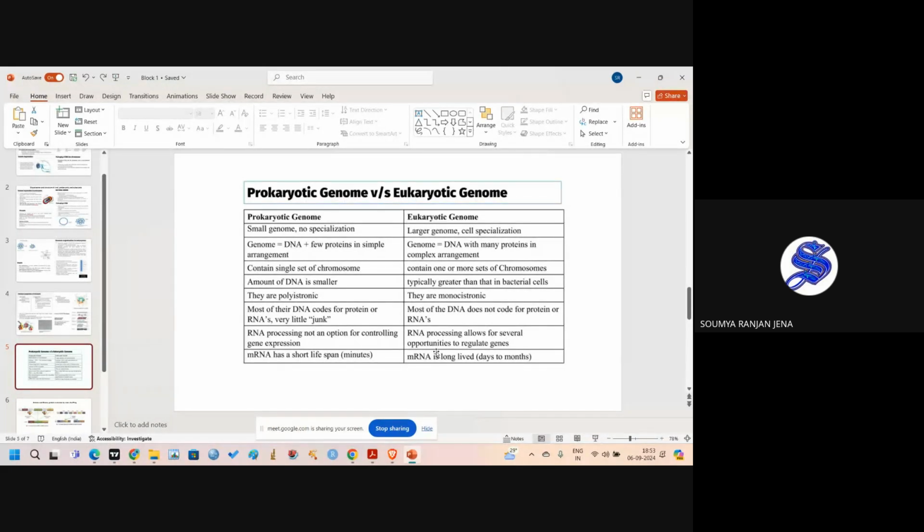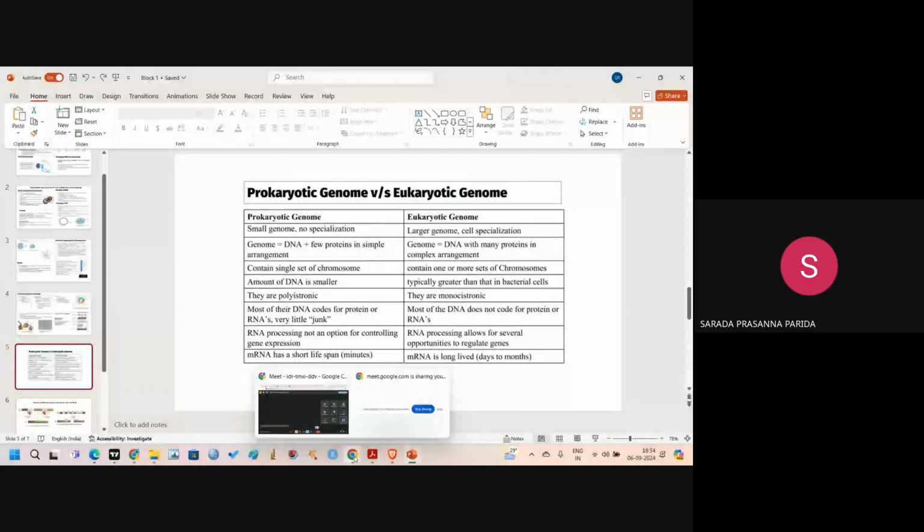because multiple RNA processing occurs. As we know, mRNA contains a 5 prime cap and 3 prime polyadenylation, that is the poly-A tail. So this is for long life in the eukaryotic genome. This is the complete basics of the genome of prokaryotics as well as eukaryotics. If anyone has a doubt, please ask.